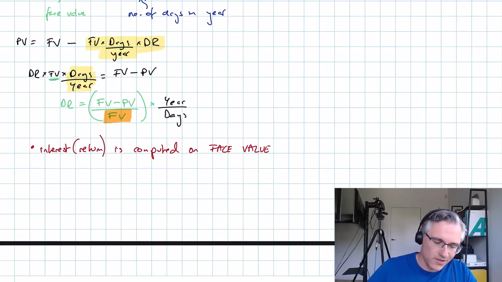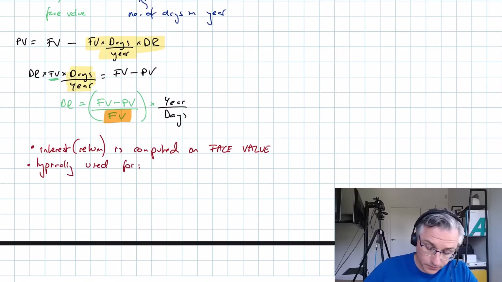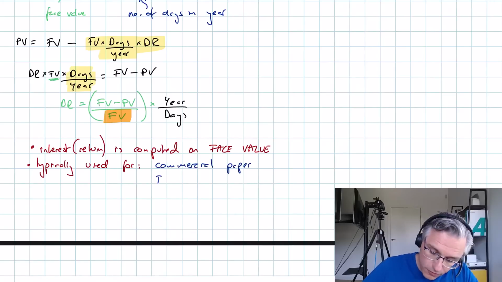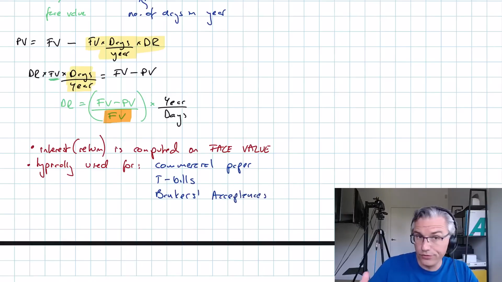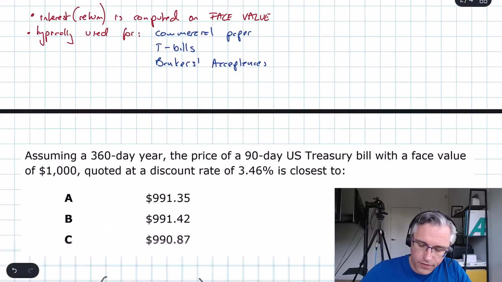The second point is that this approach is typically used for specific instrument types, such as commercial paper. It's also used for treasury bills. It's also used for bankers' acceptances. Now, you don't have to worry about this list. In the exam, they'll tell you which approach to use. You don't have to guess which one is applicable. And now let's actually get cracking with a question.